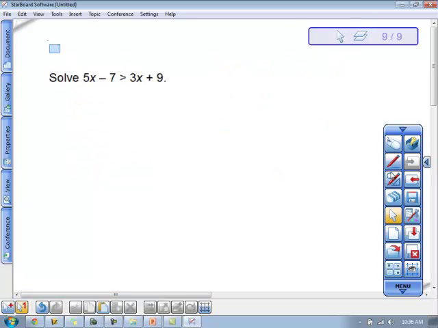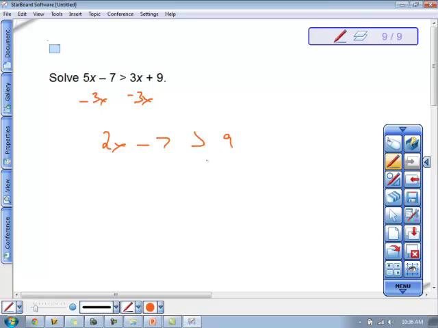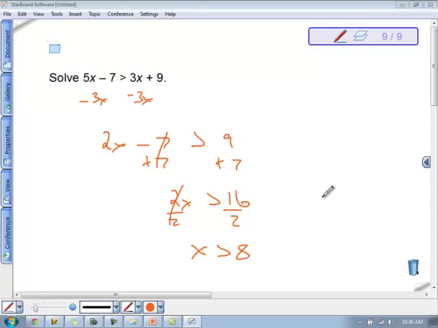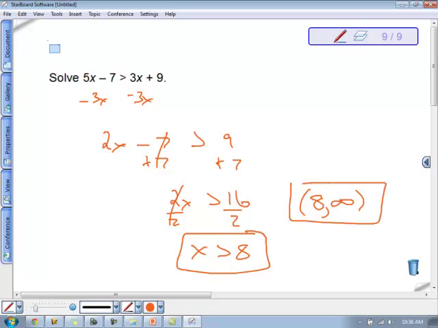When you solve an inequality, we're going to solve just like an equation. So we're going to subtract 3x from both sides. And this gives us 2x minus 7 is greater than 9. We're going to add 7 to both sides, and this gives us 2x is greater than 16. Divide both sides by 2, and you get x is greater than 8. So we can represent our solution like that, or we can represent our solution like this, 8 to infinity. We're not going to include 8, and you never include infinity either. So either one of these answers is fine. x is greater than 8, or all the numbers between 8 and infinity, not including either of them.